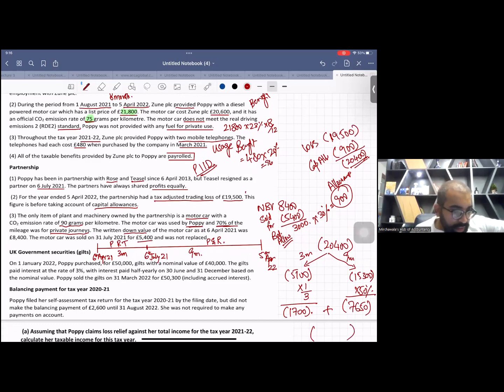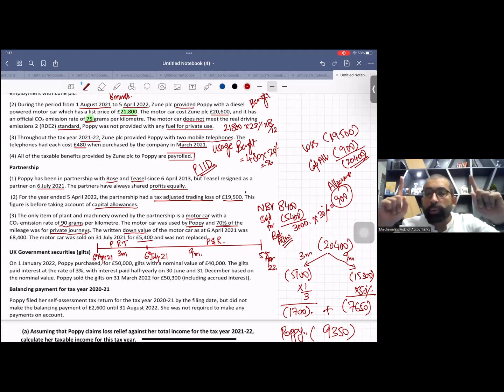How much is this? Yes, 9,350 is the loss related to Poppy. That's it. 9,350 is the loss which is related to Poppy.